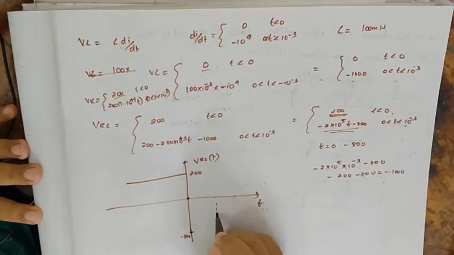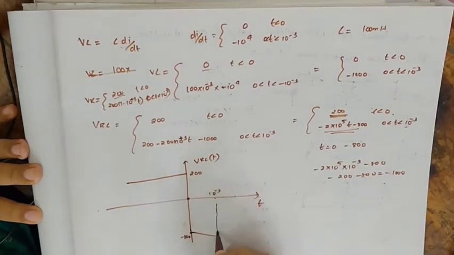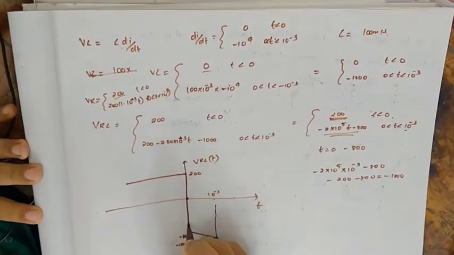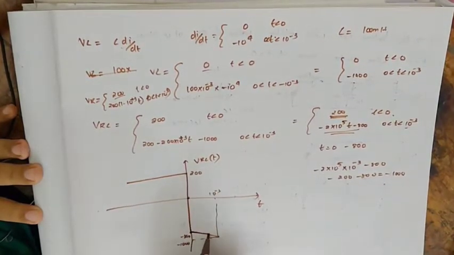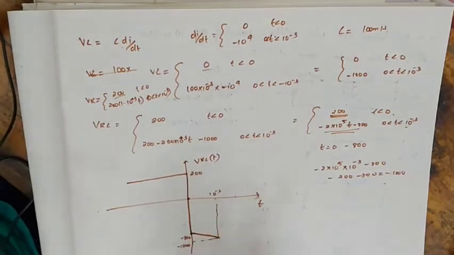So when it is 10 raised to minus 3, it will be minus 1000. Okay, so this is how the graph looks. VRL graph looks like this. This is not there, this is a dotted line. So this is how the graph will be looking, and that is the answer. Now let's move on to the next question. Let me strike it.